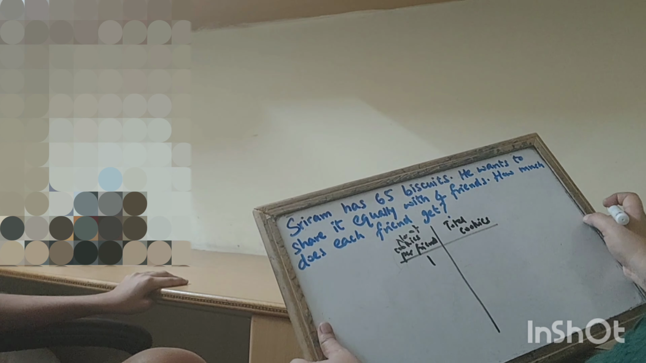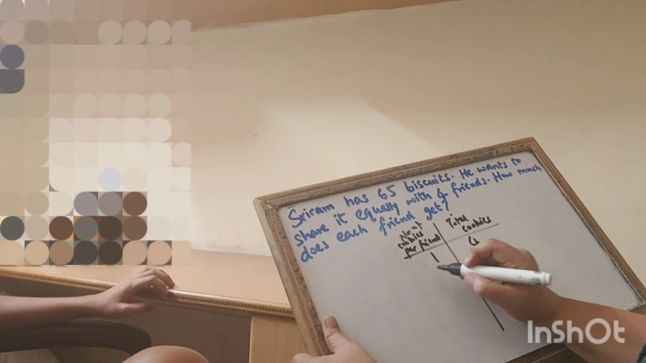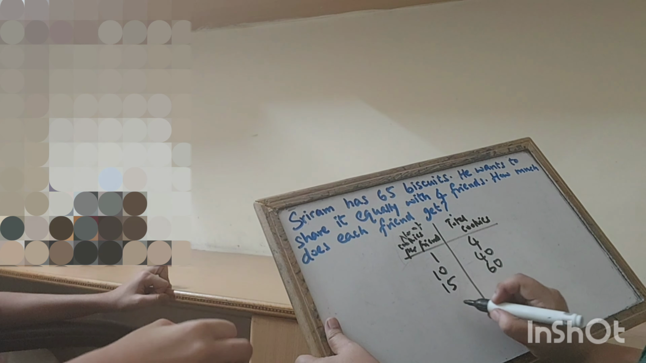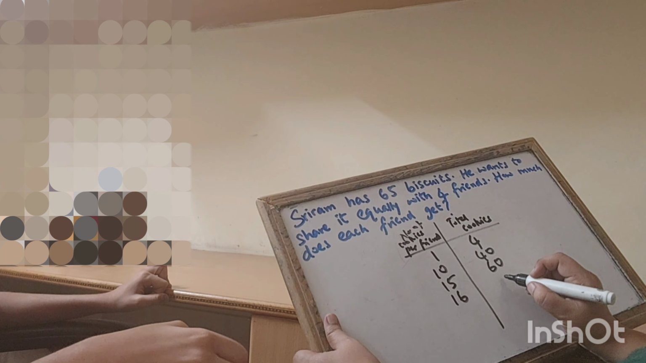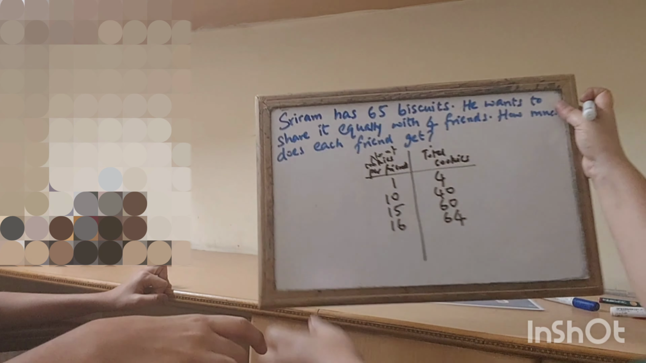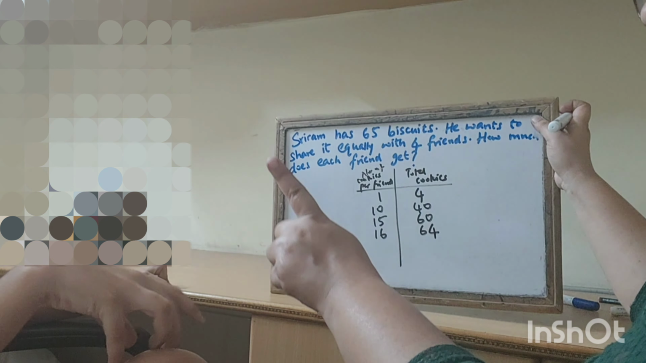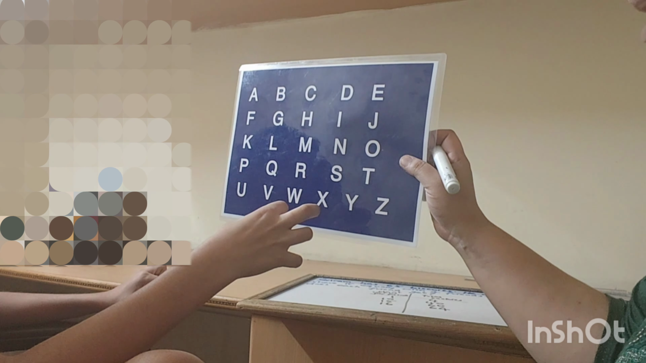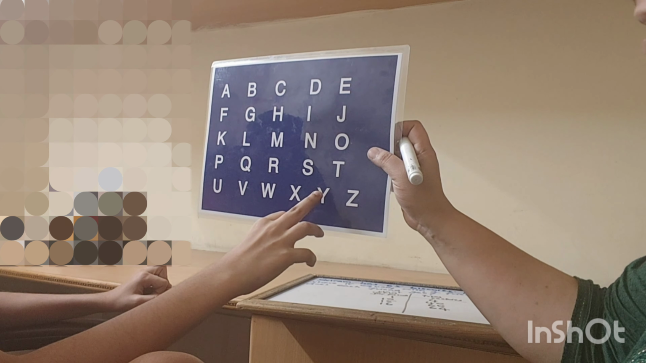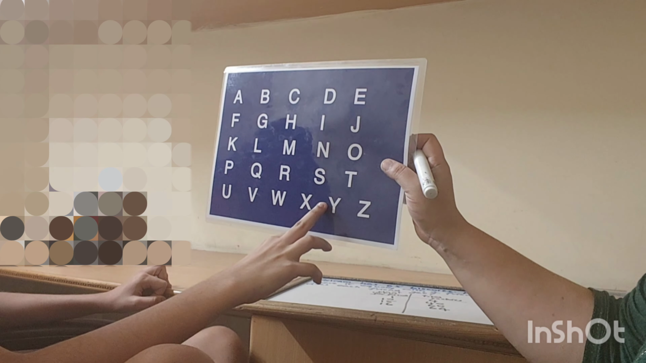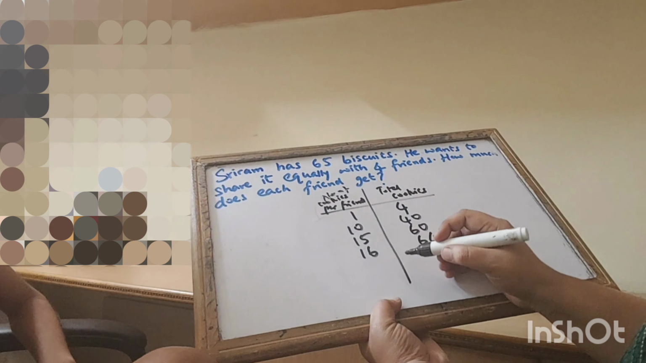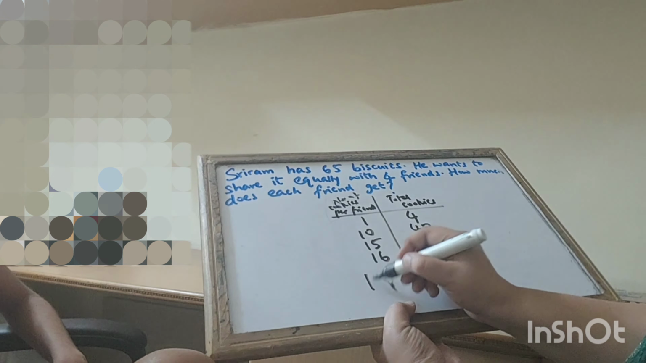So if you give 1 to each friend, you'll give away 4 cookies. If you give 10, you'll give away 40. If you give 15 per friend, you would have given 60. If you give 16, you will give away 64. So there is 1 left. So Shriram, can you say yes or no, can you break 1 cookie into 4 equal parts? Is it possible? Let's assume it's a round biscuit, round cookie. Into 4 parts, yeah. So if you break it into 4 parts, it will become 16 1 by 4.